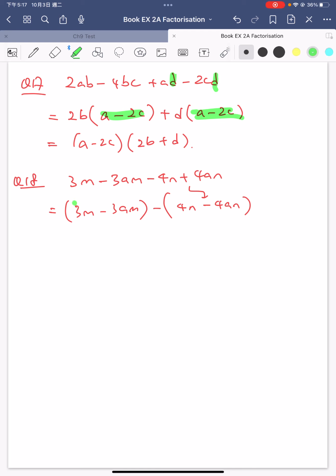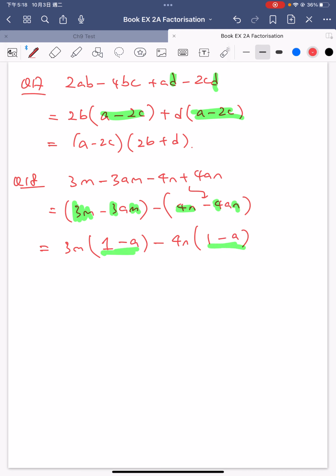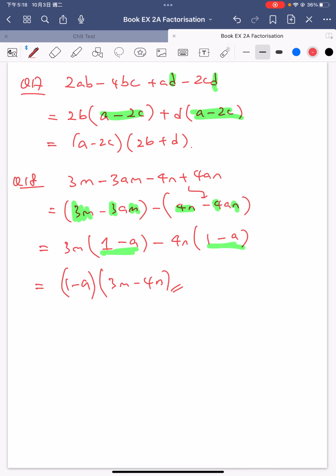And now we can take out common factor 3m. If you take out 3m as a common factor, there's only 1 left because 1 times 3m gives you back 3m. So we have 1 minus a. And on the right hand side, we can take out 4n as our common factor. Then we take out the 4n and bracket it. We have 1 minus a. So now we have 1 minus a as our common factor. We take it out again, 1 minus a times 3m minus 4n. So that's for question 18.